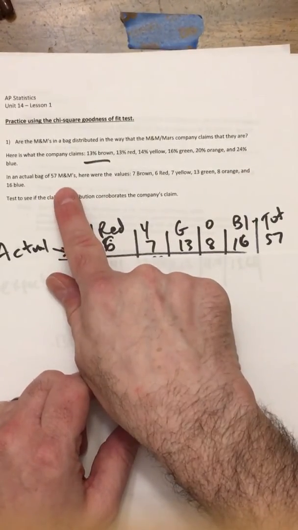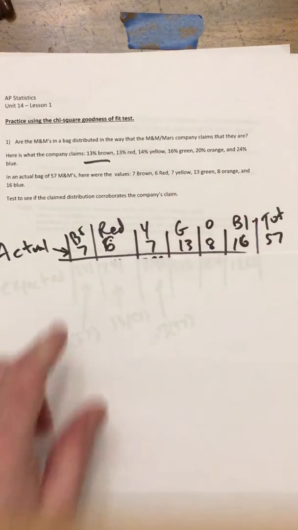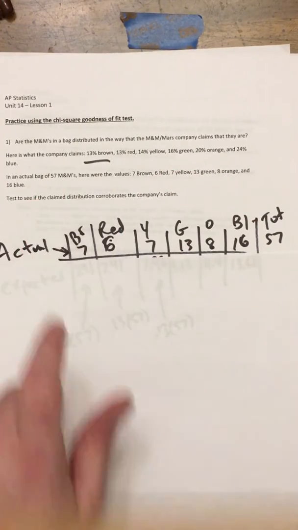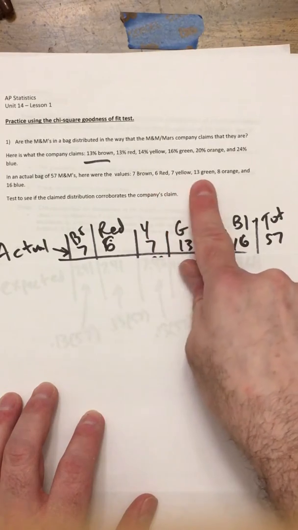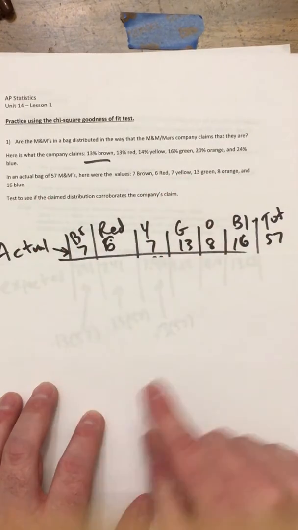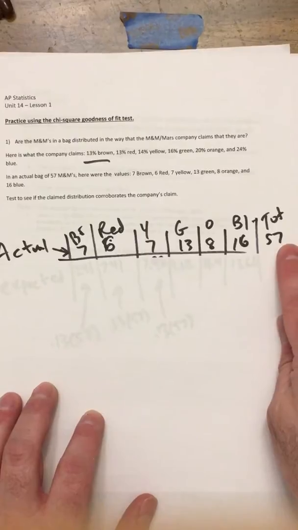Here are the actual M&Ms. A bag was purchased with 57 M&Ms in it. 7 were brown, 6 were red, 7 were yellow, 13 were green, 8 were orange, and 16 were blue, which I have here for a total of 57.